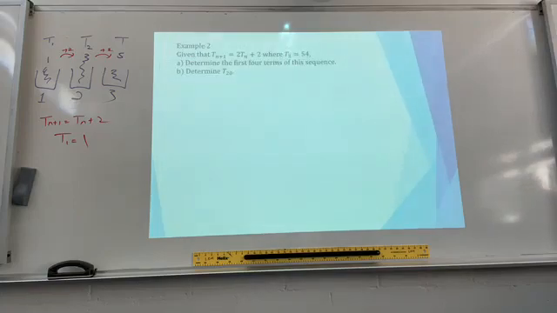All right. Let's have a look at the next one. Given that Tn plus 1 equals 2 Tn plus 2, where T3 equals 54, determine the first 4 terms of this sequence. How on earth are you going to do this? You know that T3 is 54.